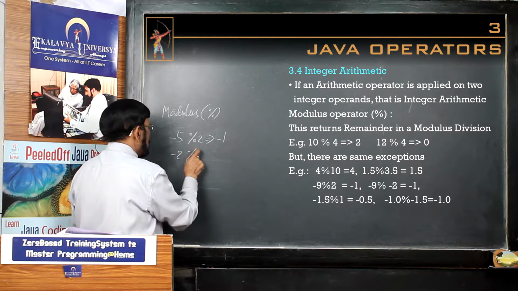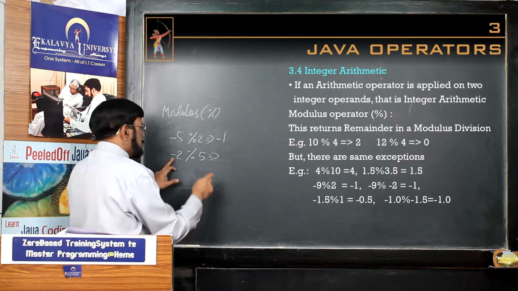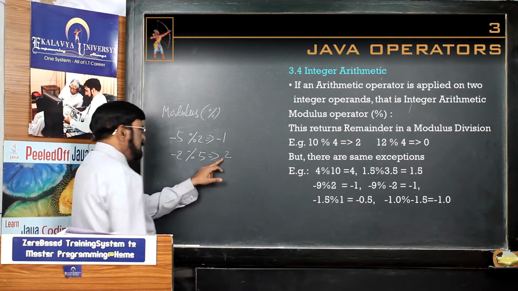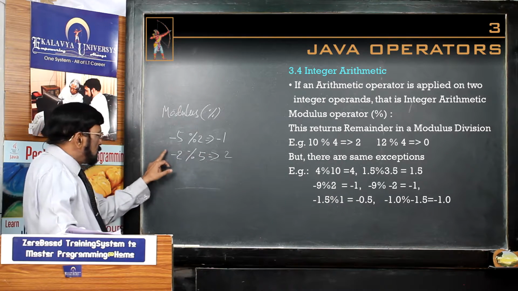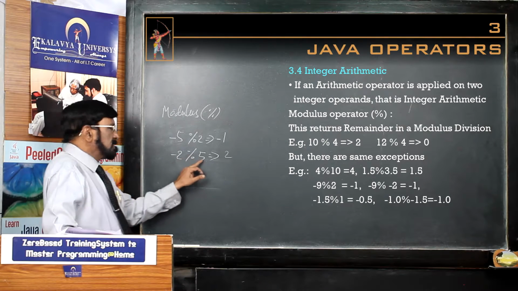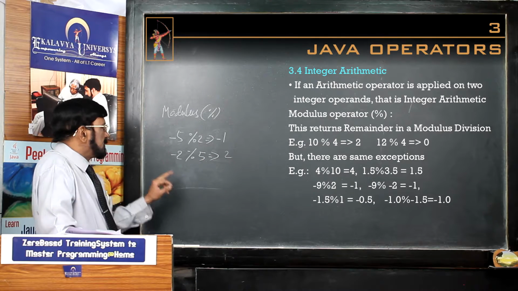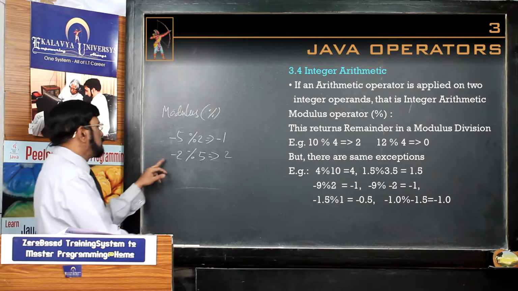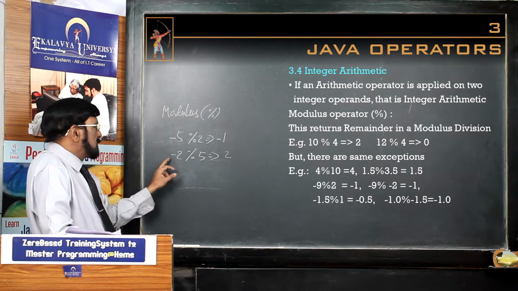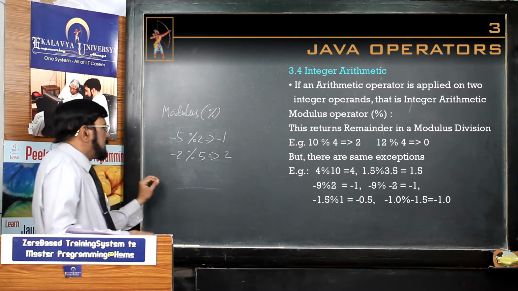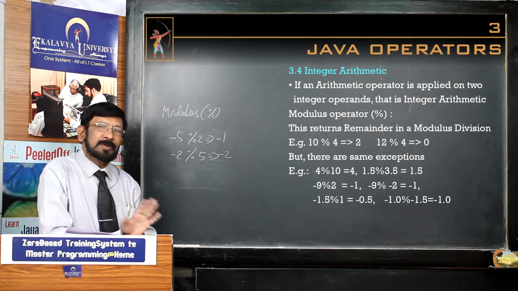Minus 2 modulus 5. Then actually, what I told, two principles already. The numerator, the absolute value, don't consider the sign. The numerator is less than the denominator. The numerator itself is the result. Next, the sign, don't club both. Now the sign of the result in a modulus operation is the sign of the numerator, minus 2. If you remember the two principles, you will never be confused.